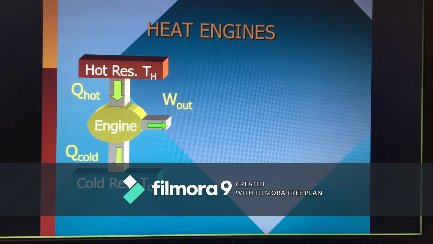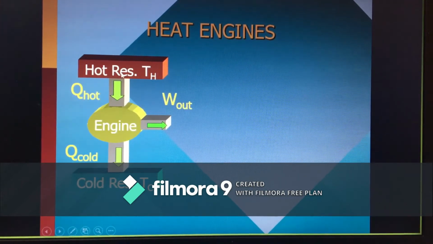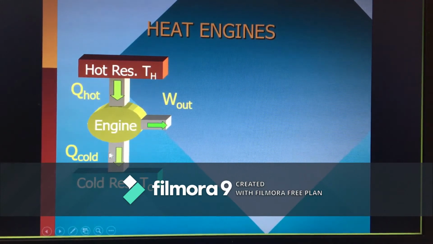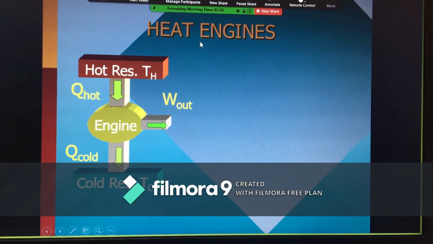Here we have a diagram of a heat engine. We have the hot reservoir, and we call the temperature here TH, where H means hot. Then we have Q hot and Q cold. Then we have a cold reservoir, which we call TC, where C means cold, and then we have the work out. This is an ideal heat engine, class.